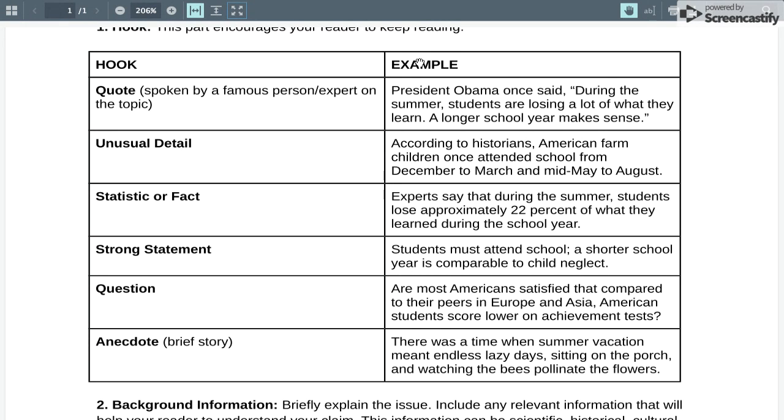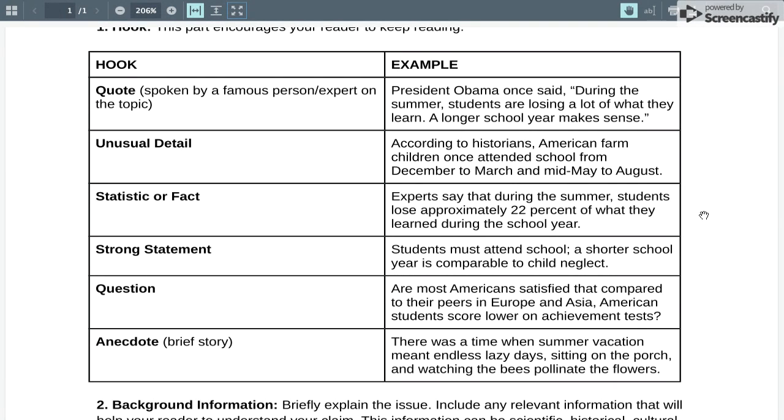We are counting on the fact that we take Obama seriously, we care what he says, we think it's important. So this example says, President Obama once said, "During the summer, students are losing a lot of what they learn. A longer school year makes sense." So if he thinks it's important, if he thinks that this is true, then it leads the reader to believe that it also may be true.